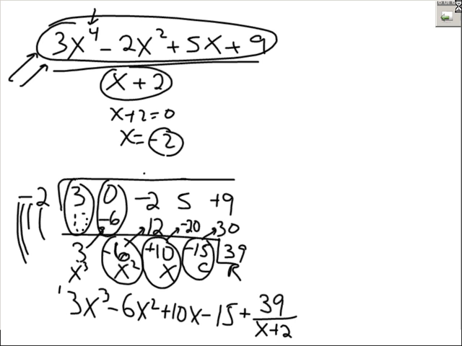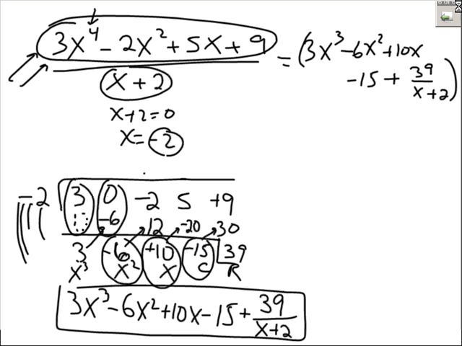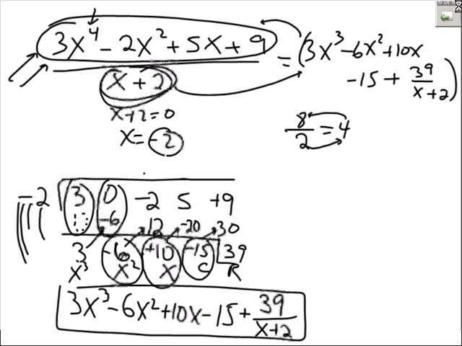And how you would check this is like any division. We claim this equals 3x cubed minus 6x squared plus 10x, take away 15, plus 39 over x plus 2. Well, if you took x plus 2 and multiplied it by that mess, you should get the top. Just like if 2 into 8 is 4, then to check, 2 times 4 is 8. Somebody asks you what 8 divided by 2 is. You do 2 into 8 and you get 4. 2 times 4 should be 8.